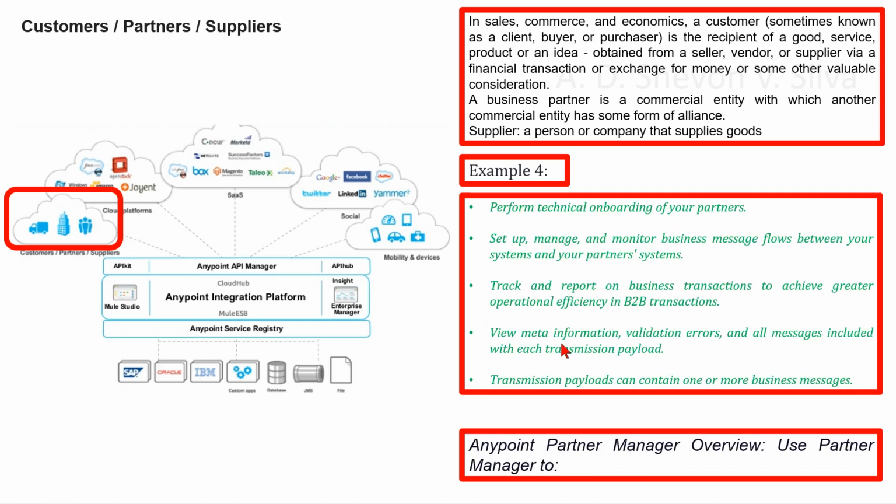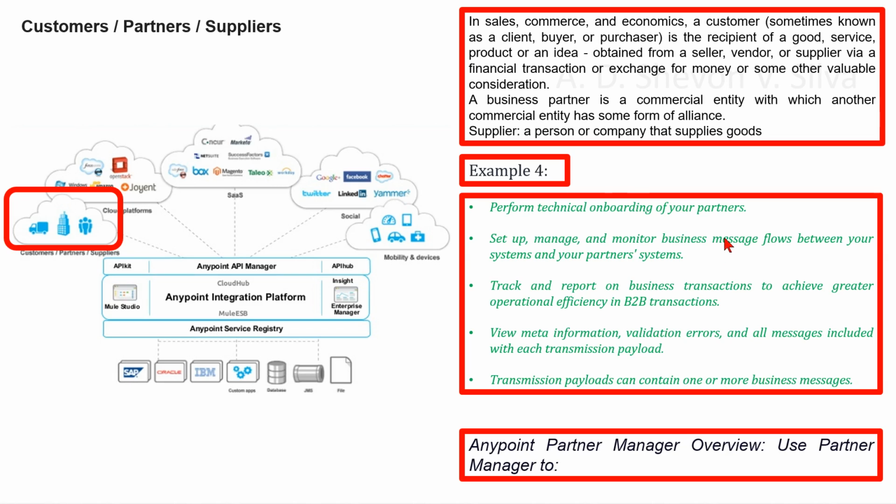Here you can see, as an example, we can consider using Partner Manager. Anypoint Partner Manager overview: Anypoint Partner Manager enables you to perform bidirectional business-to-business B2B message exchanges using API and electronic data interchange EDI formats, and to conduct business transactions such as buying and selling products with your partners. Transactions are typically transmitted over transports such as HTTP, SFTP, and exchanges such as AS2. Partner Manager supports EDI, JSON, and XML message formats.